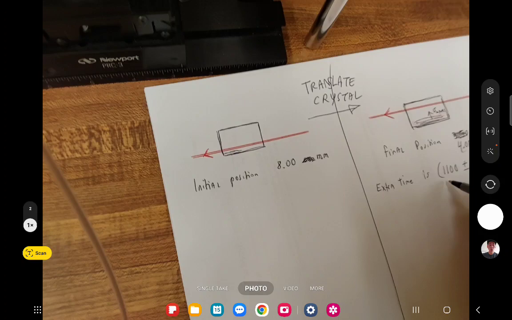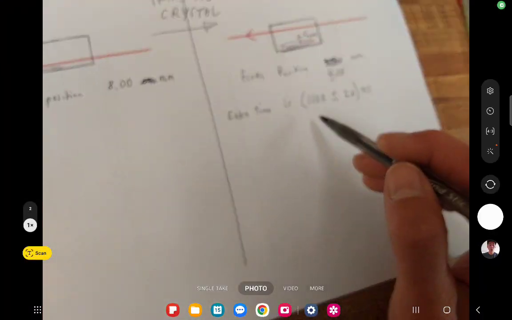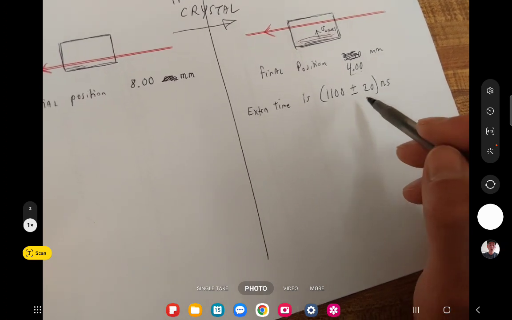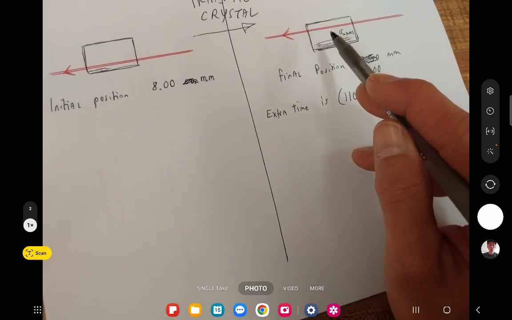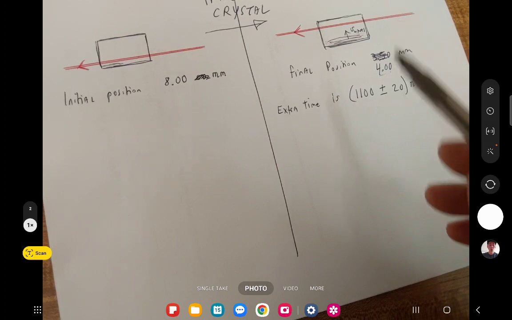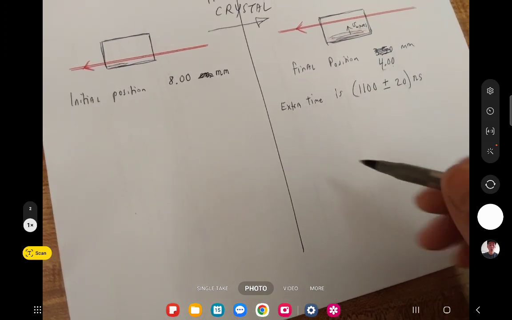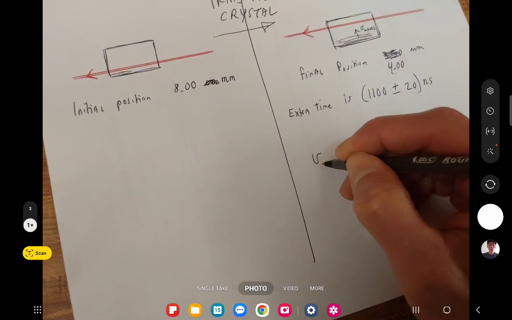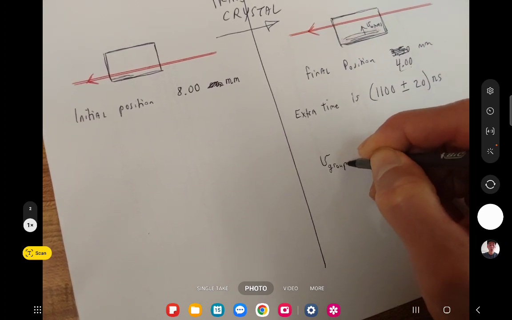And this right here is the amount of time extra because of the extra distance there, right? So from this information, you can get what's called the group velocity.